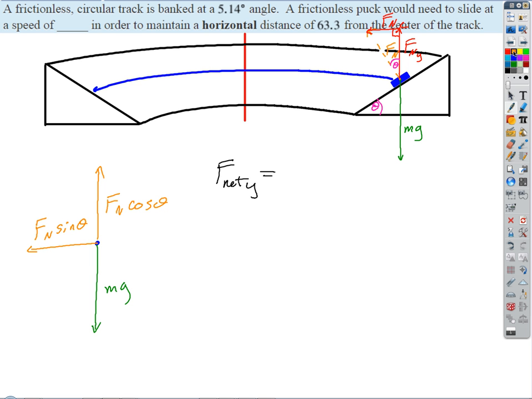So that's cosine theta. The positive one would be normal force times cosine theta minus mg. And what's that going to equal? Zero, yeah, because there is no movement vertically. The puck stays the same height the whole time, right?